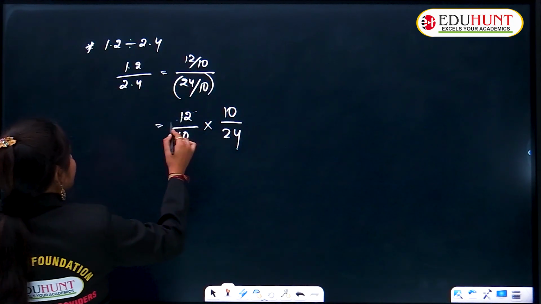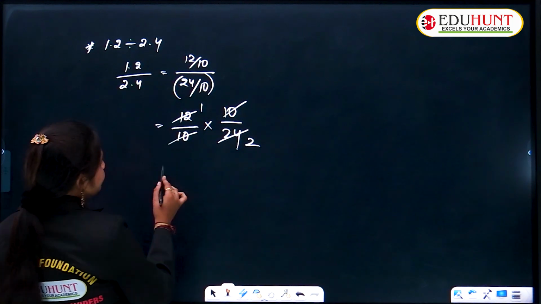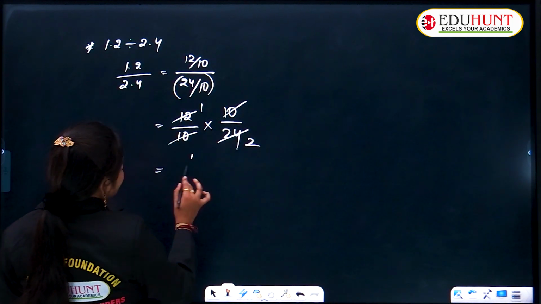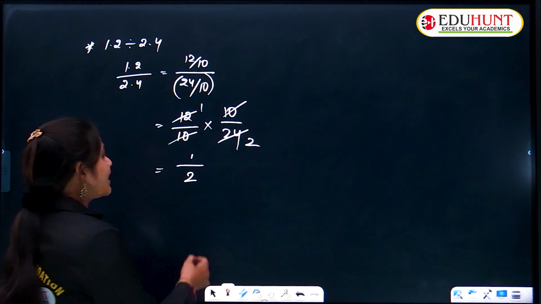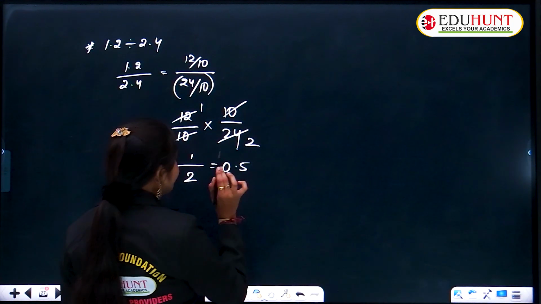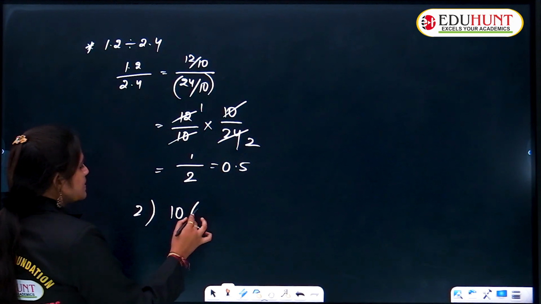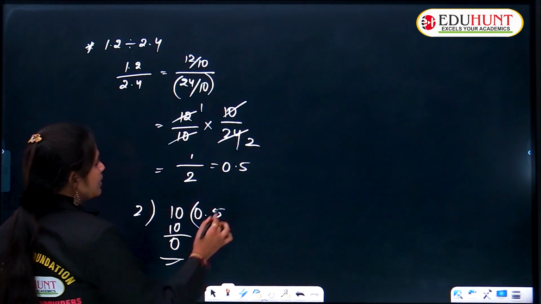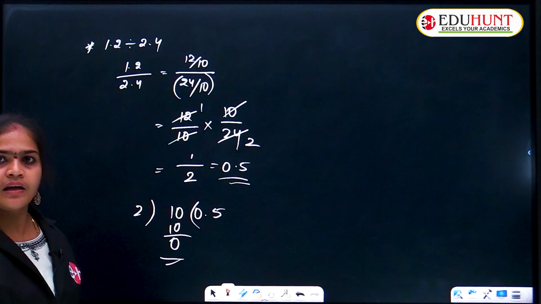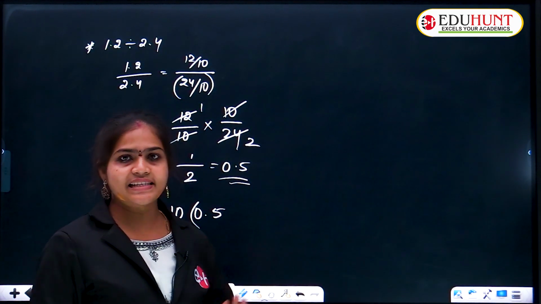Okay. Now here see that 12 ones, 12 twos, and here 10 and 10 get cancelled. Next 1 into 1 is 1, 1 into 2 is 2, 1 by 2. 1 by 2 is nothing but 0.5. How it will be means, again do that division, ma. 0.5. Understood? This is about the division of a decimal by a decimal.